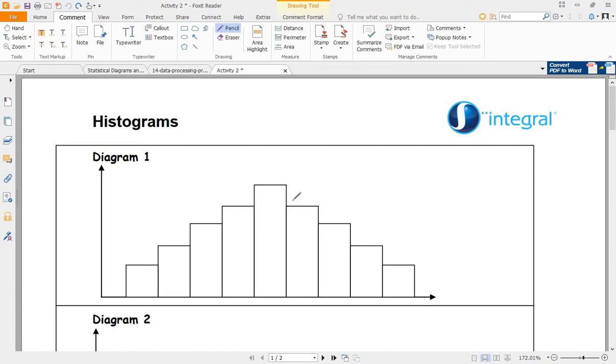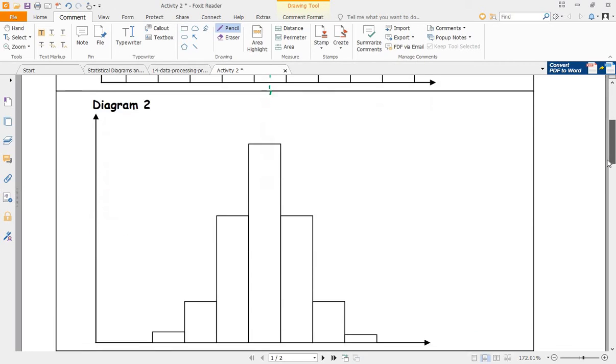For this first diagram, you can see that we've got nice symmetrical data. It's centered on the middle. And so that means in that case, your mean and median and mode are all happening at the same place where the peak is in the center. It's quite widely spread, quite a nice even distribution there.